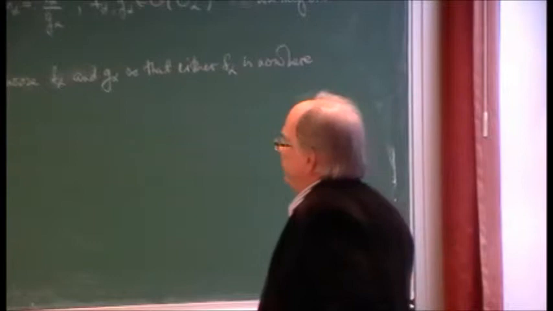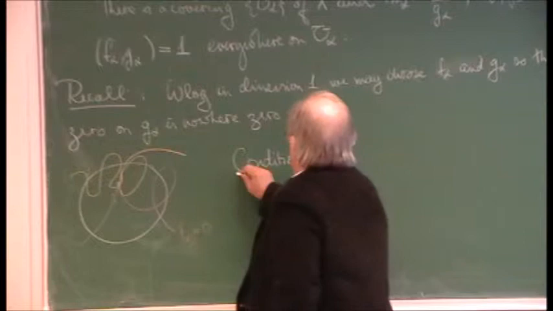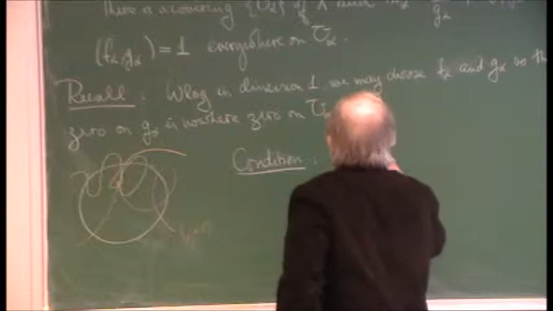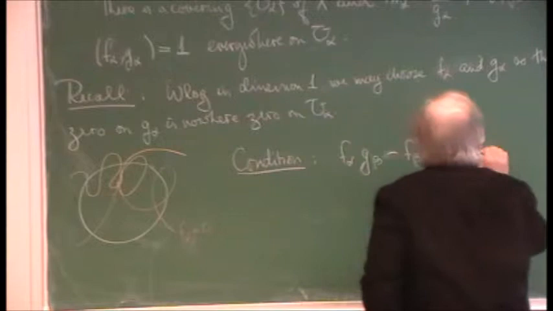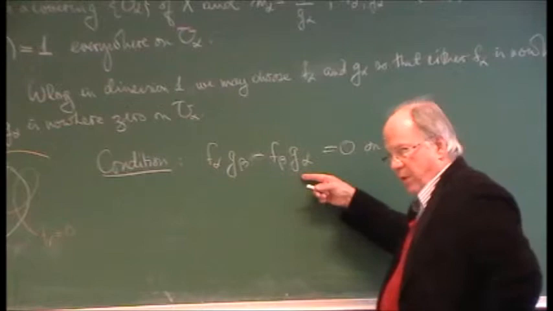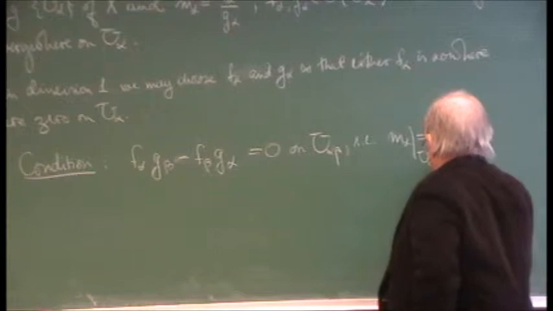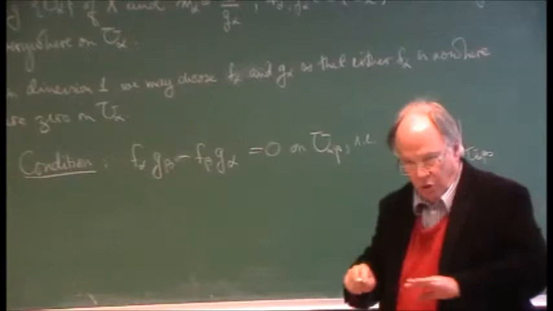And this is what Mihai is saying. What you expect here, the condition, let me just write it, is f alpha g beta equals f beta g alpha, or the difference equals zero on the intersection of these open sets. That's the condition of compatibility. You want to write it in the ring, not in the field. And then the restriction of M alpha to U alpha beta and M beta to U alpha beta are equal. So it's compatible and globalizes in that sense, but only locally it is a quotient.